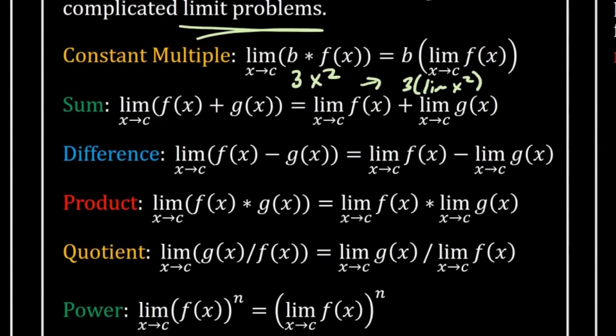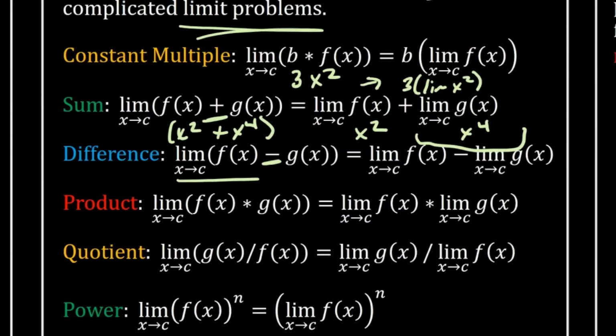So for the sum and the difference, these are both the same, just a difference between a plus and a minus. But of course, when you add a negative number, it's the same thing as subtracting. When we have the limit of two functions added together, let's say x squared plus x to the 4th, we can split that into x squared and then x to the 4th, right? We can split those up. Same thing goes for difference.